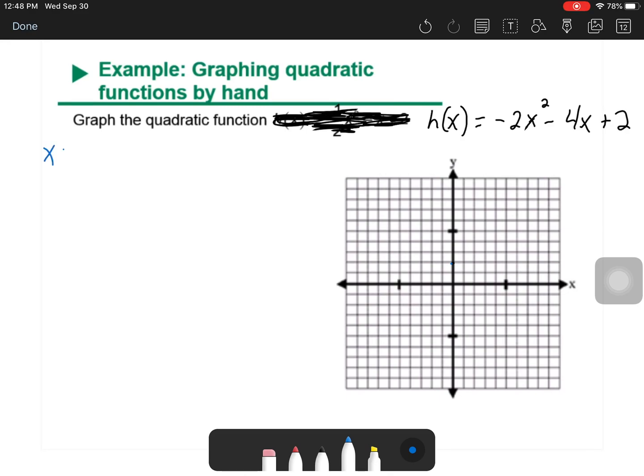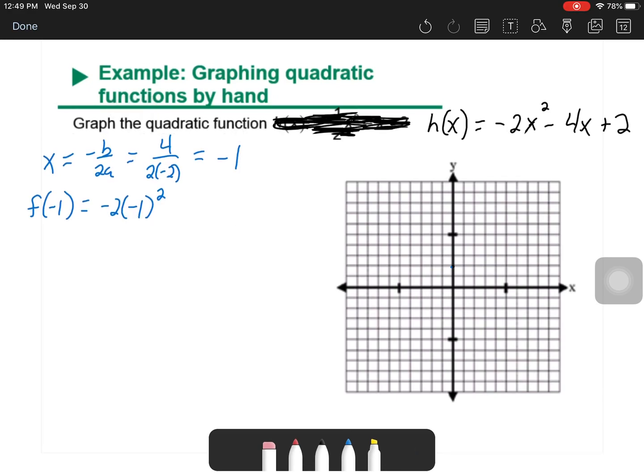So we're going to go x equals negative b over 2a. Okay, so my b is a negative 4, so I want to go the opposite of that, positive 4, over 2a, 2 times negative 2, and so that puts my vertex at 4 divided by negative 4, negative 1. Now I'm going to do f of negative 1. I'll plug that back in, right? So I've got negative 2 times negative 1 squared minus 4 times negative 1 plus 2.